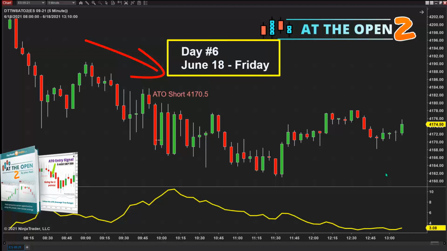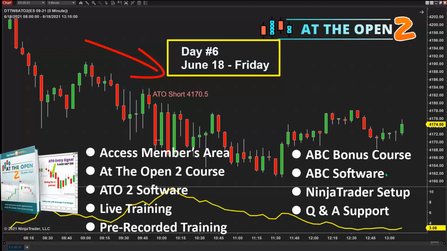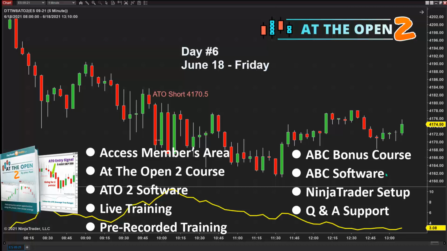So what do you get with the At the Open 2? Well, you get access to the members area, the software that's installed on your charts. We have a bonus, which is the ABC software as well. It's a completely different way of trading price action using the ABC software, the ABC method. We help you install NinjaTrader with live data if needed. And to help you get started, you can always count on us for support, live training, and access to the members area, which is vital and very important for your success.